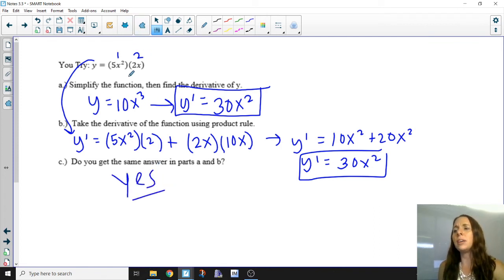Again, would it be easier to simplify this function and then take the derivative of y in this case? Yes, and you can absolutely do that when you're problem solving for yourself. However, there will be times that simplifying is not possible, and so we do need to understand that this product rule is a thing that you're going to use a lot. I won't let you forget it, don't worry.